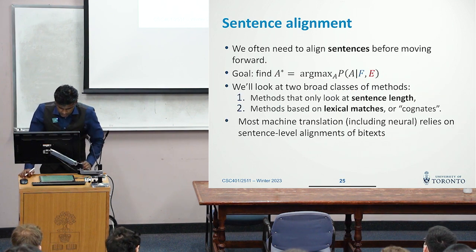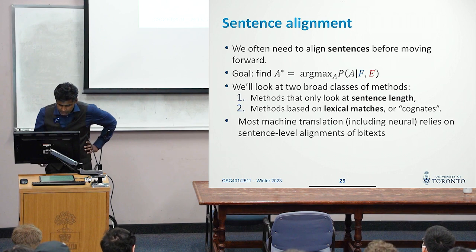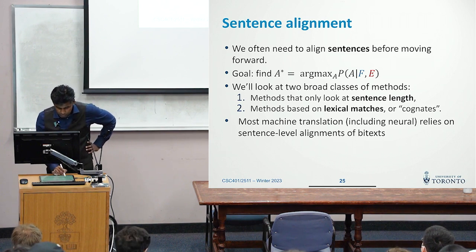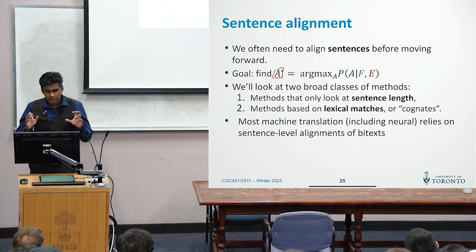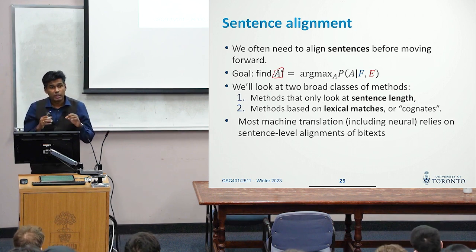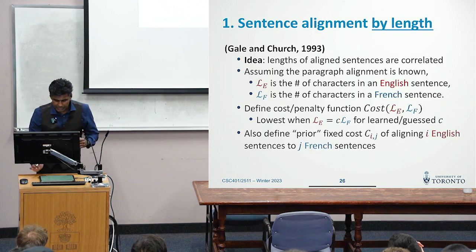All right, so now we're trying to find the sentence level alignment, and the goal is to find the alignment A. We'll talk about two broad classes of methods for how we can do this alignment. One is using sentence length, and the other is using lexical matches or cognates, okay?